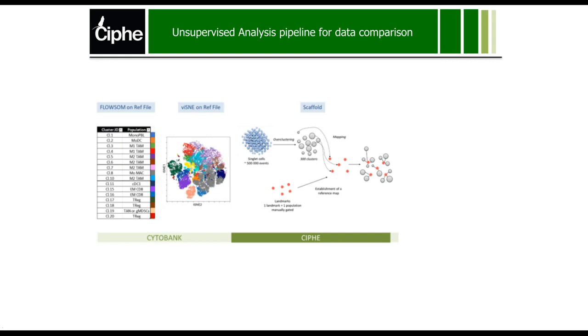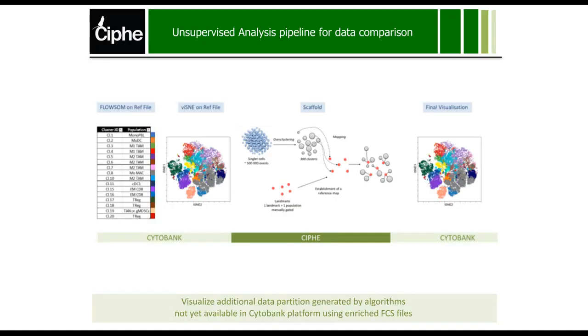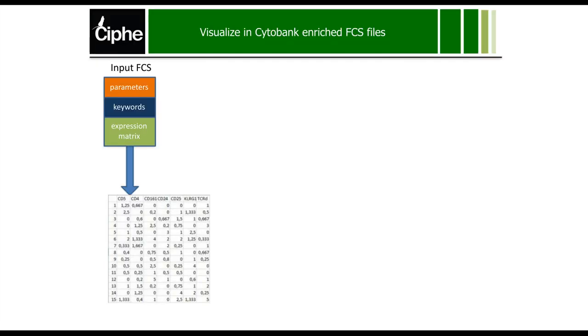Basically, at CIPHE we can take the FCS file that has been analyzed first in Cytobank. Cytobank put the new coordinates for clusters and also dimensionality reduction into new parameters. So it enriched the FCS file with this information. And then I can use these files to do another analysis, like here Scaffold. And then once this is done, information from this new method is enriched in the FCS file, and I can load it back to Cytobank and do a final visualization and share that with my colleagues. So that's something really important we do at CIPHE.